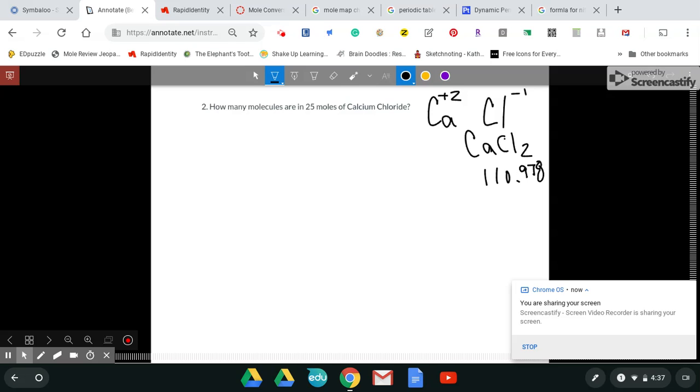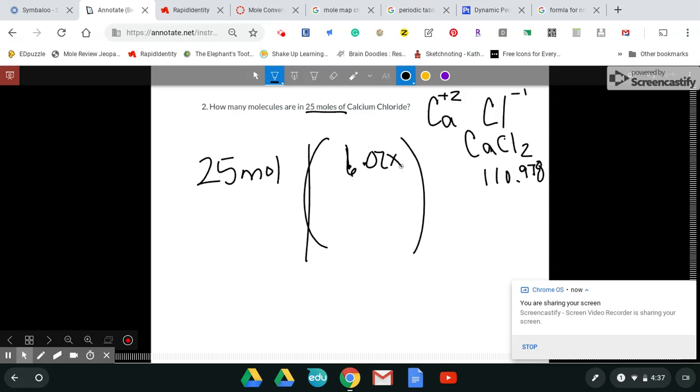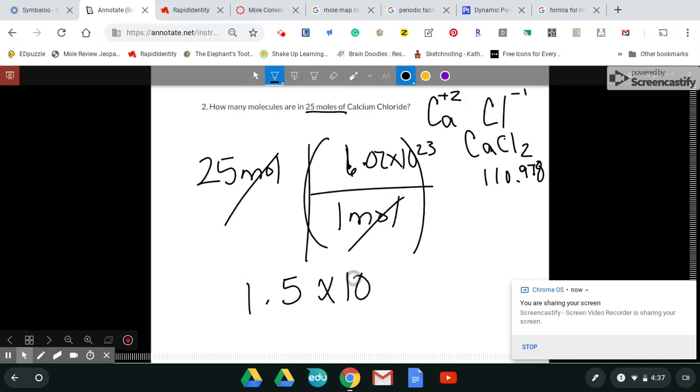It says how many molecules are in 25 moles. So I'm already in the middle, right? So to get out of moles, I have to multiply. So 25 moles equals 6.02 times 10 to the 23rd molecules over 1 mole. All right, so 25 times 6.02 times 10 to the 23rd is going to give me 1.5 times 10 to the 25th molecules.